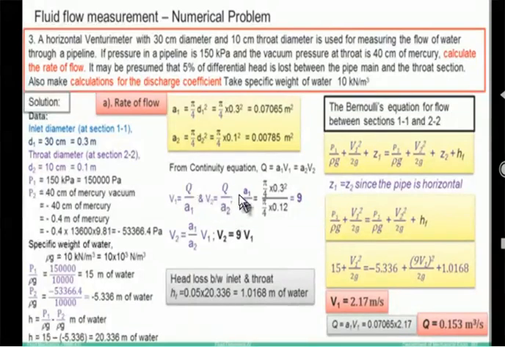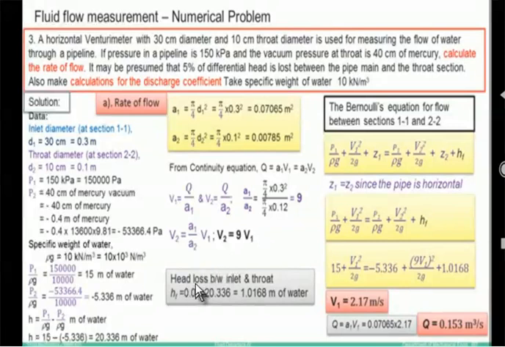So now a1 by a2, this q and this q will get cancelled. If we simplify this a1 by a2, then we will get 9. So v2 is equal to a1 by a2 into v1, that is, v2 is equal to 9 times of v1. If you simplify this, we will get that v2 is equal to 9 times of v1.